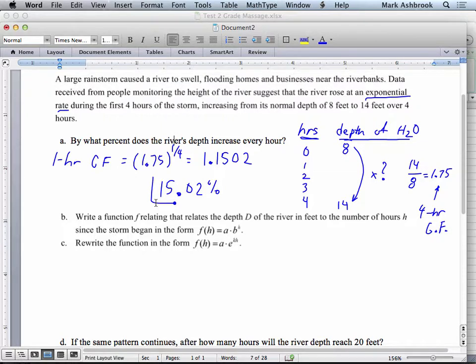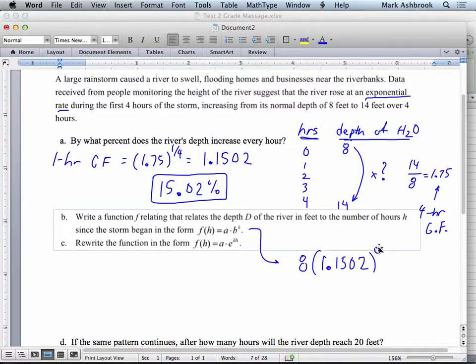True increase? It's not the continuous rate. That's the true percent increase because it came from our true 1-hour growth factor, 1.1502. So then our A-B form would be 8 times 1.1502 to the h equals f of h.